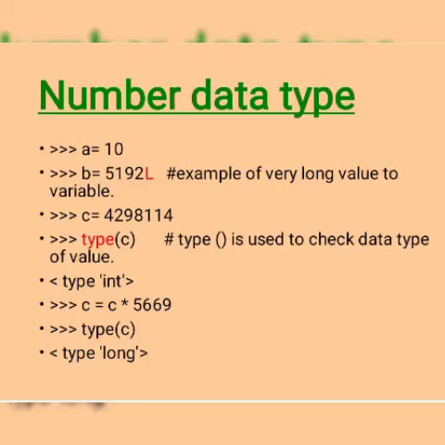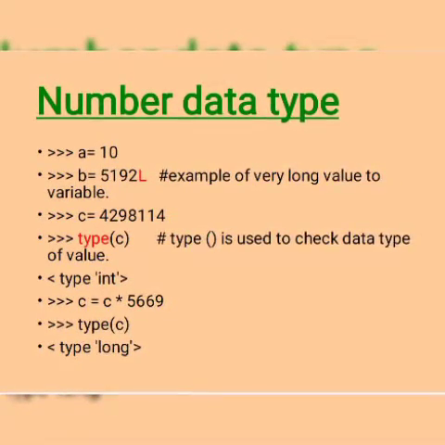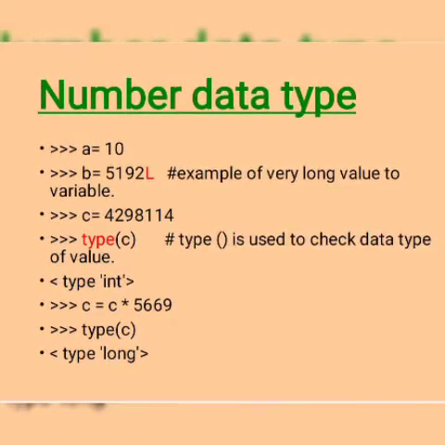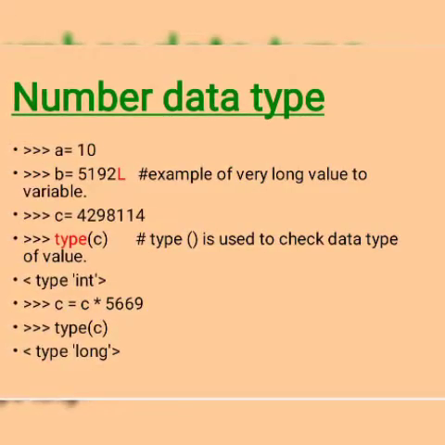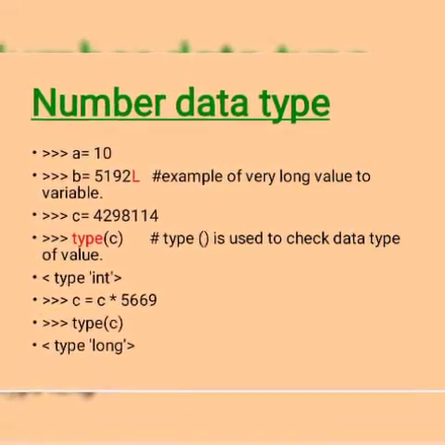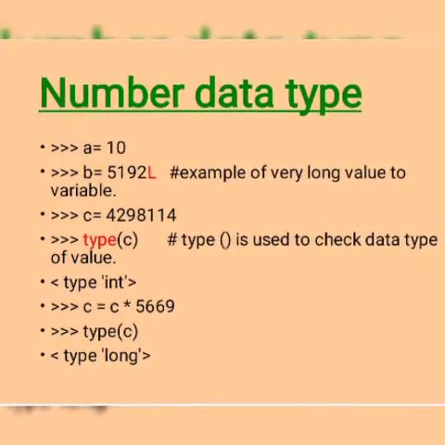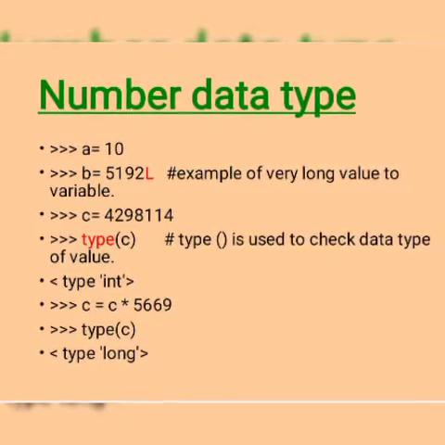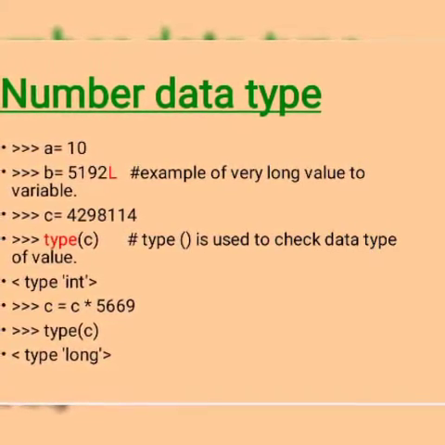And there are three types of this data type. First one is integer and long, second one is float or floating point, and third one is complex. We'll go through them one by one. First of all, we'll study integer and long data type in number data type. As you might have gone through integer numbers, floating point numbers and complex numbers in your 10th standard.